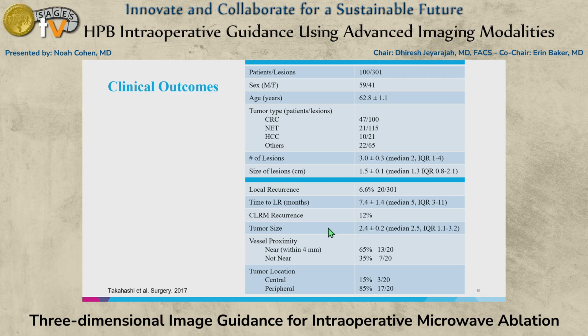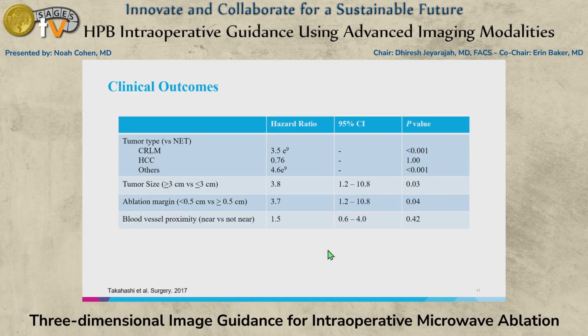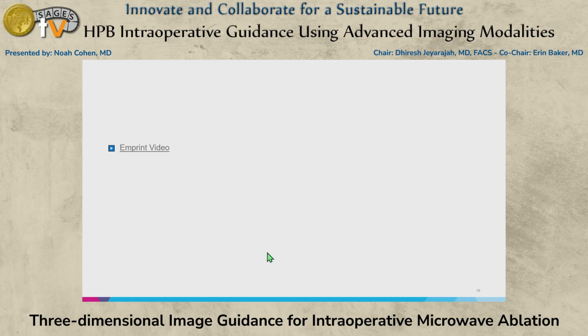For the local recurrences, the average tumor size was a little bit larger. It was 2.4 centimeters. And most recurrences were within a close margin, close proximity to a major vessel, which for this study, they categorized as within 4 millimeters. And most recurrences were in peripheral rather than centrally located tumors. When they performed multivariate analysis for risk factors for local recurrence, it was colorectal liver mets, larger tumor size, and a smaller ablation margin, less than 5 millimeters, that came out. But this is how this demonstrated, at least in clinical practice.